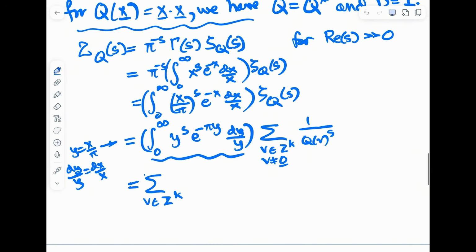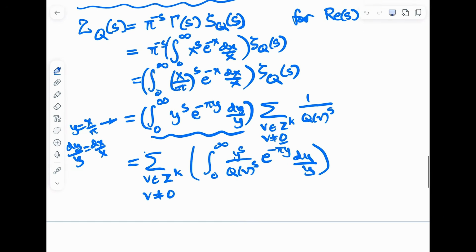And so if I bring that whole expression to the inside, and bring that 1 over q(v)^s inside the integral, it's just a number. It's math. Everything's just numbers. Okay.